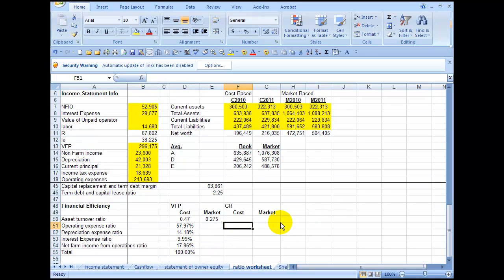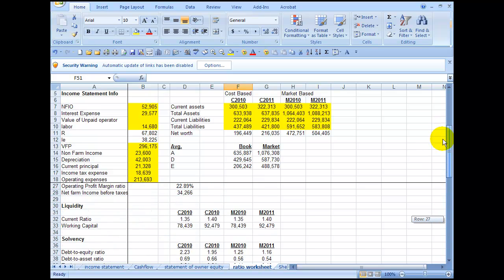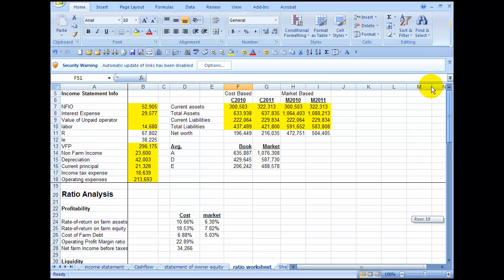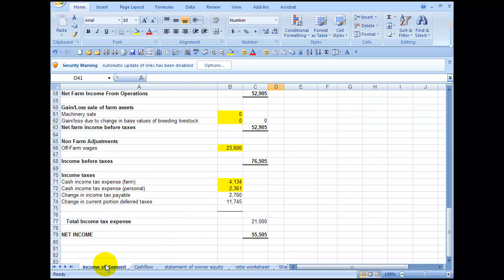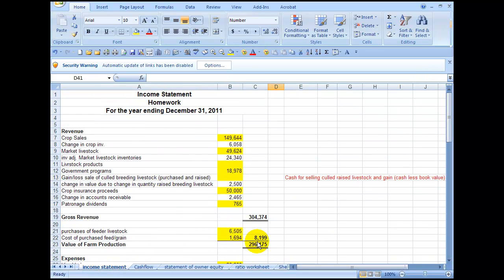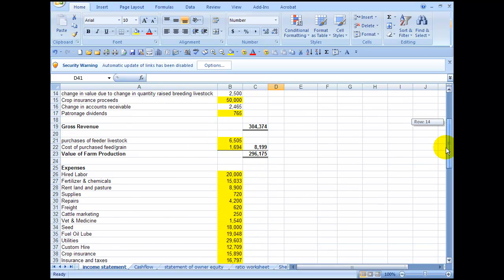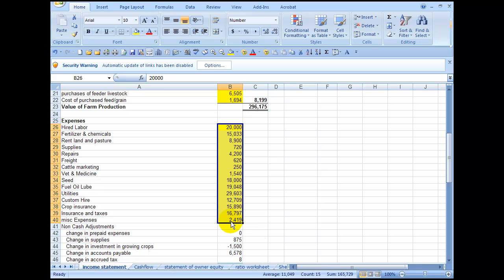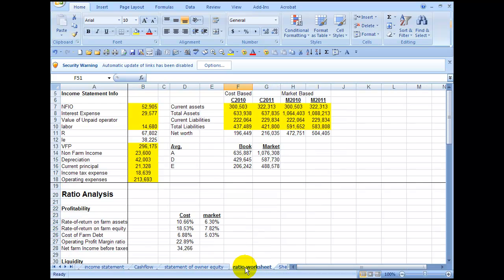Over here for the gross revenue, there's a couple of things that need to be changed. Since I need my gross revenue too, and not just my value of farm production, let's come over to the income statement. Let me show you what we're dealing with. Here we were doing value of farm production for everything. But if I'm going to do gross revenue, I need this $304,374, this gross revenue. And also I have two expenses here, purchased feeder livestock and cost of purchased feed grain. Those two, they need to be added to these other farm operating expenses to get my total. And so I need to do just a few modifications over here if I want to do that.